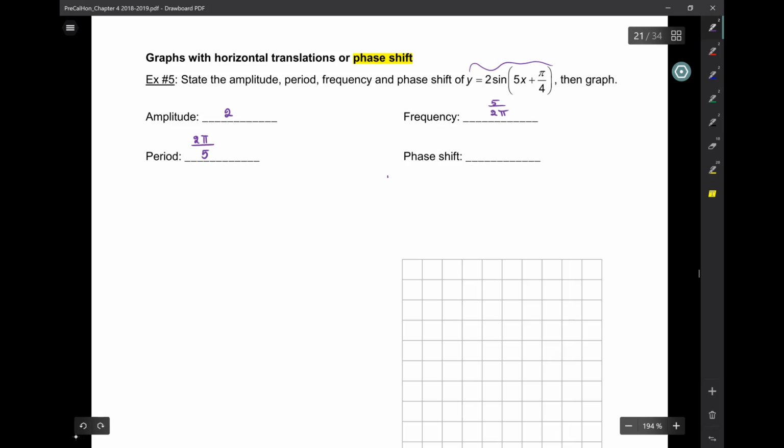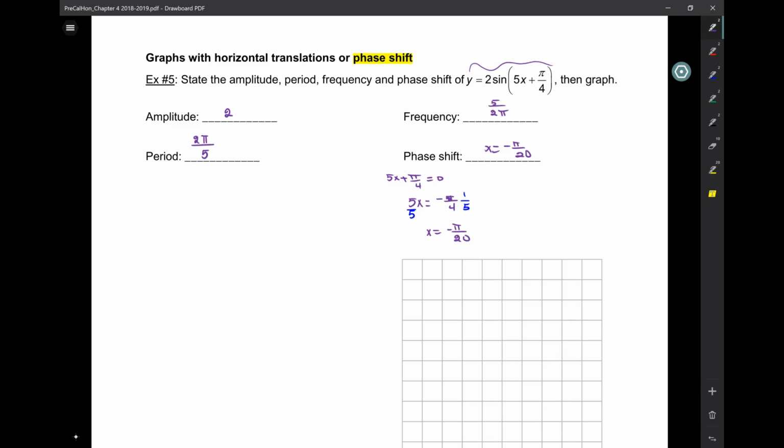Phase shift, we're going to do 5x plus pi over 4 equal to 0. 5x equals negative pi over 4. Divide by 5. X is negative pi over 20. What does this mean? Where has it moved? To the left, how many units? By pi over 20. So 1/20th of a pi. So it moved to the left a little bit.